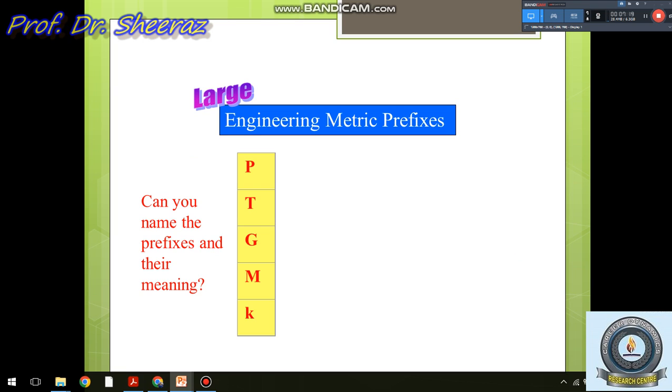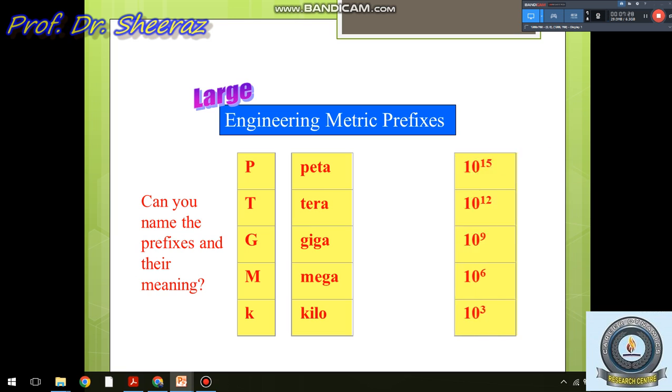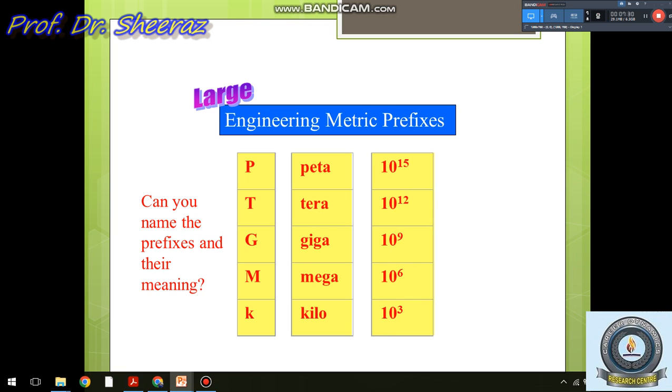Can you please name the prefixes and their meanings as in engineering metric prefixes? Now this P stands for peta and it is 10 power 15. T is for tera, 10 power 12. G is for giga, 10 power 9. M is for mega, 10 power 6. And K is for kilo, which stands for 10 power 3.